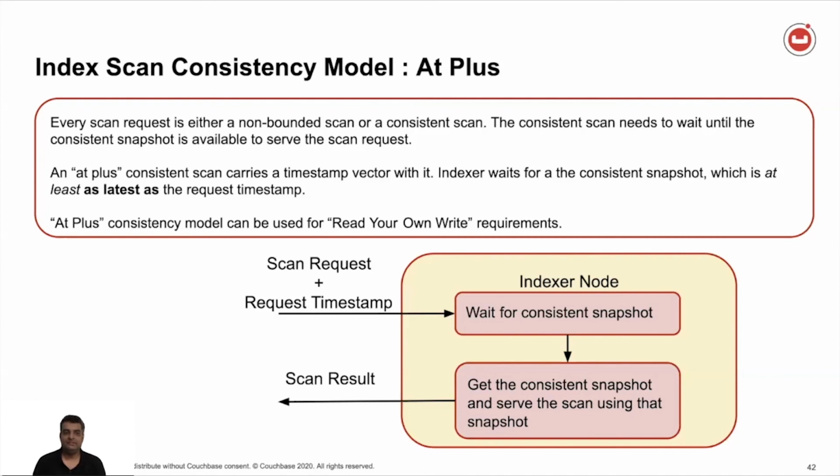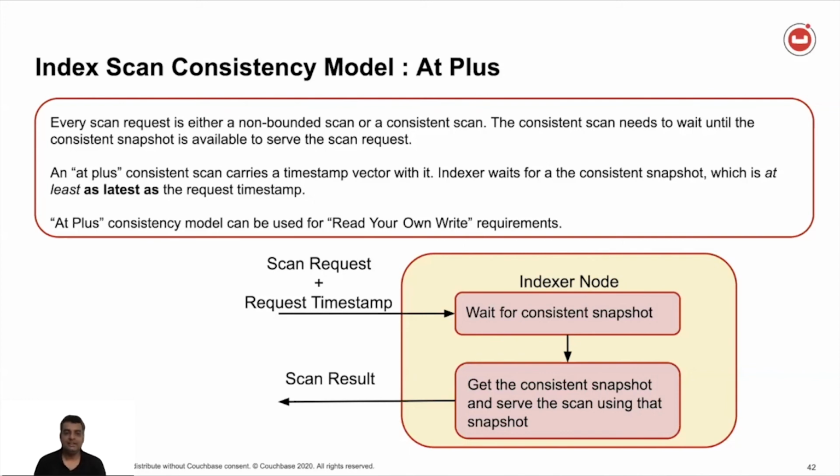@+ request consistency is at least as latest as the request timestamp. What it means is that the timestamp available on the storage side can be ahead of the request timestamp, but it cannot be behind the request timestamp.